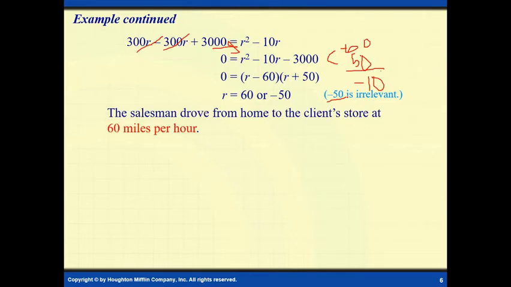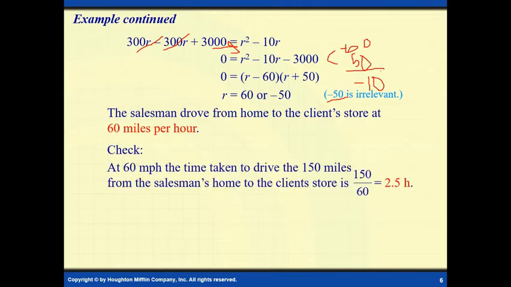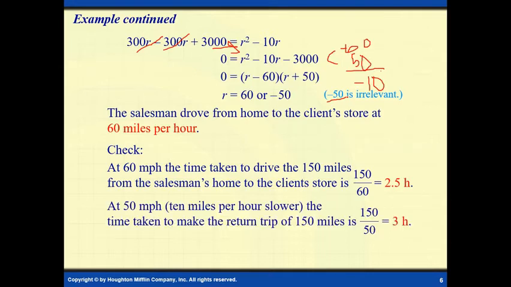Okay, so the salesman drove from home to the client's store at 60 miles per hour. 150 miles at 60 miles per hour is the time it takes to drive from the salesperson's home to the client's store, and that's 2.5 hours. Remember, though, he drove home slower, at 10 miles per hour less, so he just drove 50 miles per hour, the 150, which gives you 3 hours. So you can see how the return trip took 1/2 hour longer.